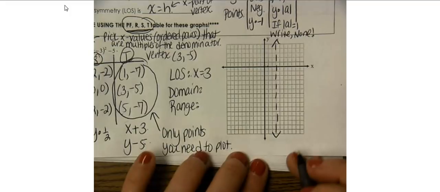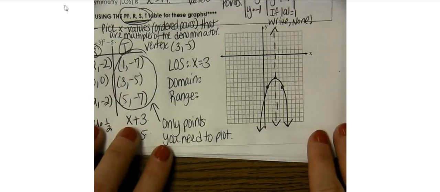Next, I'm going to plot these ordered pairs, 1, -7, excuse me. And then 3, -5. And then 5, -7. I'm going to draw a smooth curve going through these ordered pairs. And there is my parabola.